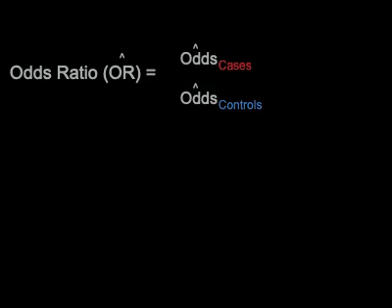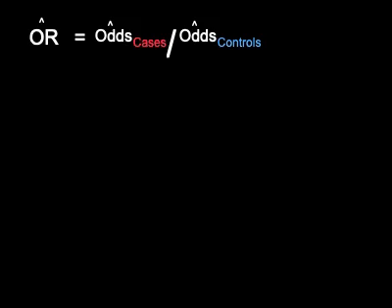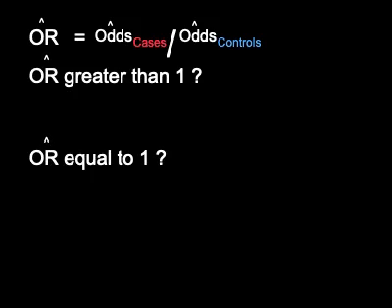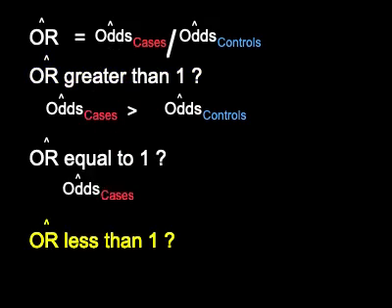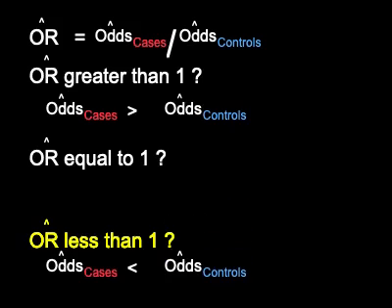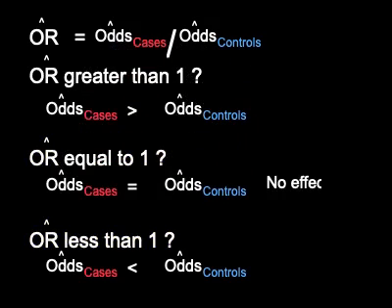Odds ratios, like risk ratios, can be greater than 1, equal to 1, or less than 1. An odds ratio greater than 1 says that the exposure odds for cases is larger than the exposure odds for controls. An odds ratio below 1 says that the exposure odds for cases is less than the exposure odds for controls. An odds ratio equal to 1 says that the exposure odds for cases and controls are equal.